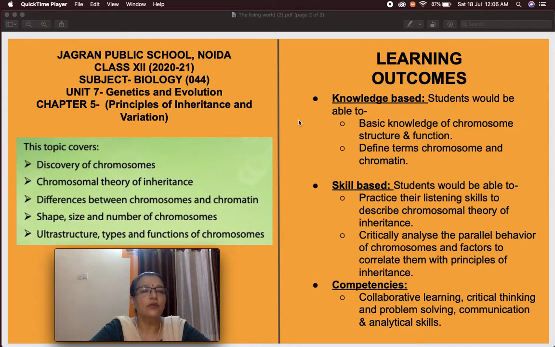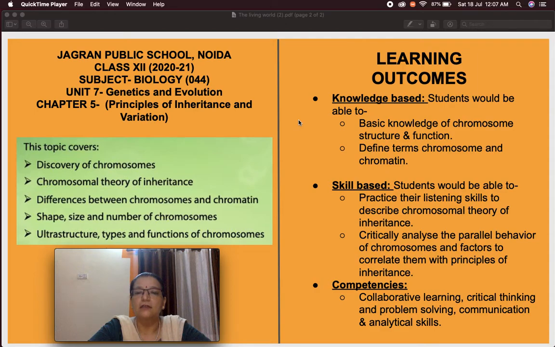Today we are continuing with the chapter Principles of Inheritance and Variation, and in this part 4 we will cover the topics related with discovery of chromosomes, chromosomal theory of inheritance, about which I have given some introduction in the earlier part also, differences between chromosomes and chromatin, shape, size, and number of chromosomes, ultrastructure, types, and functions of chromosomes.